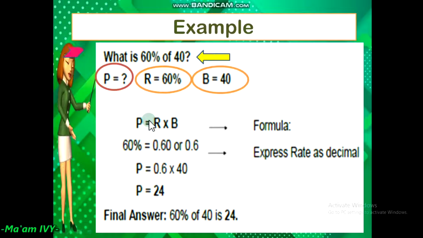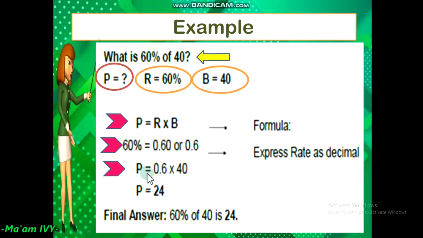First step, we are going to use the formula P equals R times B. We are going to multiply rate and base. Next, express rate as decimal. So 60% is equal to 0.60 or 60 hundredths, or you can also use 0.6 or 6 tenths. You can use 0.60 or 0.6. It's just the same, kids.